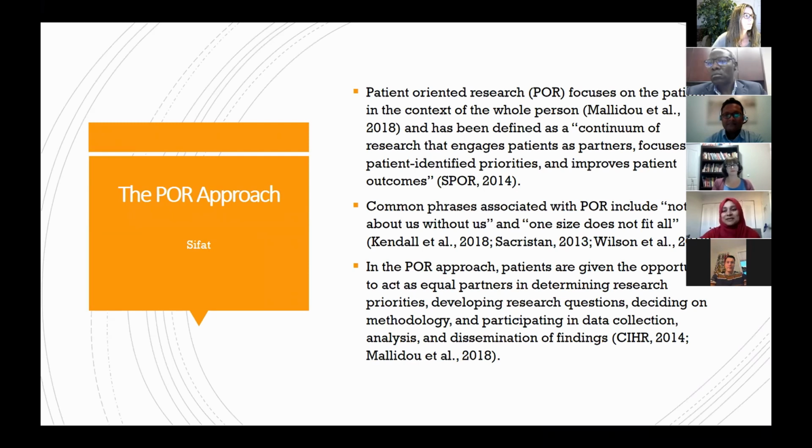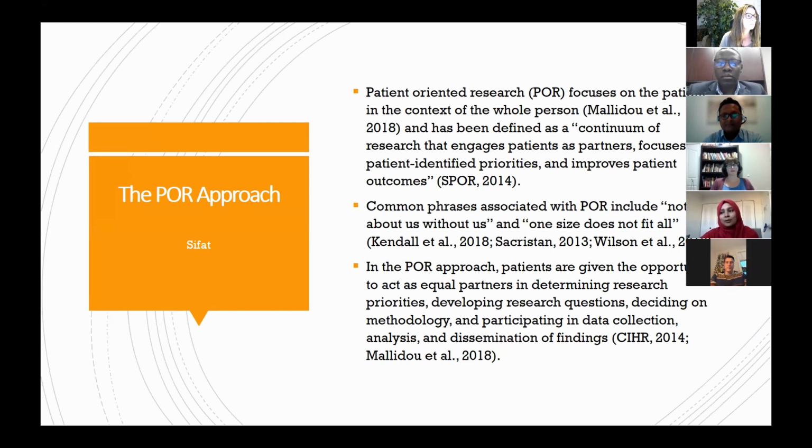Hi, I'm Sifati Sultana, and I'm working as a trainee in this project. I'm going to tell you a little bit about the patient-oriented research approach. Patient-oriented research focuses on the patient in the context of the whole person and has been defined as a continuum of research that engages patients as partners, focuses on patient-identified priorities, and improves patient outcomes.